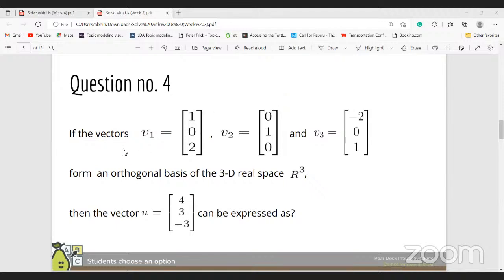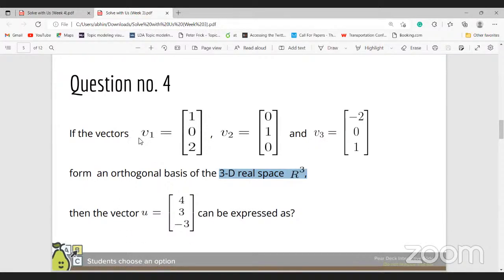Okay. So see, what it is saying, this V1, V2, V3 form an orthogonal basis. If you understand basis, any coordinate point that you have on a coordinate system is a linear combination of the basis vectors that we have. So it's a 3D real space R3 having V1, V2, V3 as the basis vectors. So you have to find a combination of V1, V2, V3 such that it is equal to U.